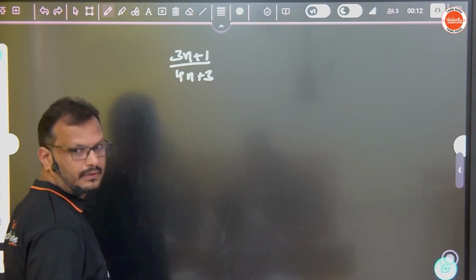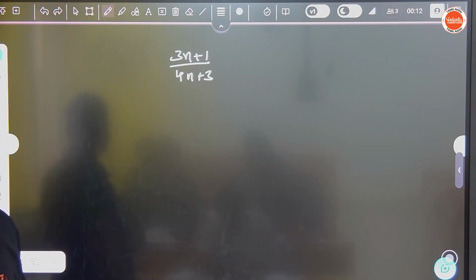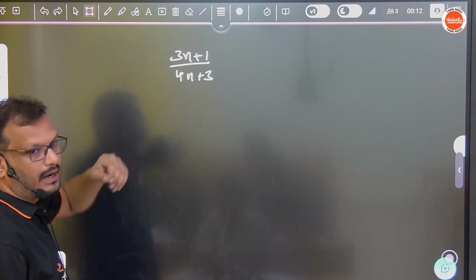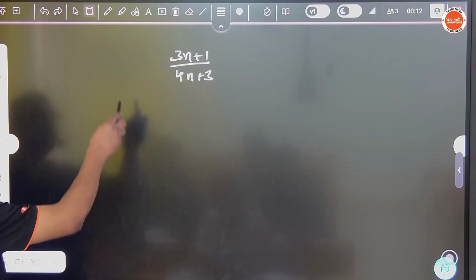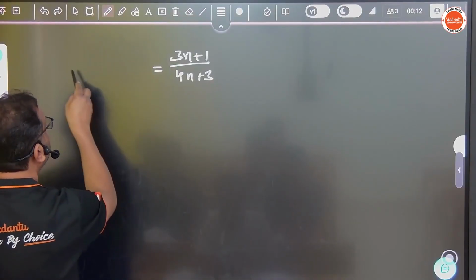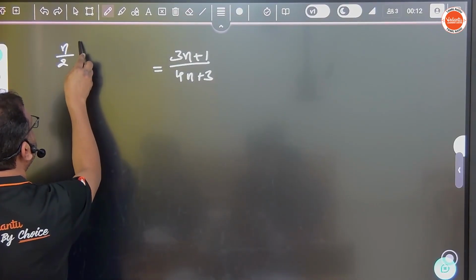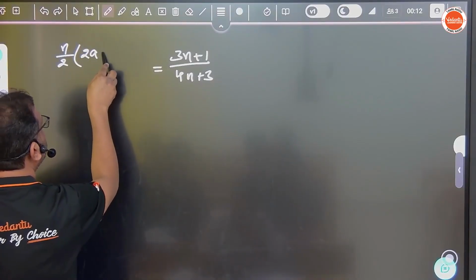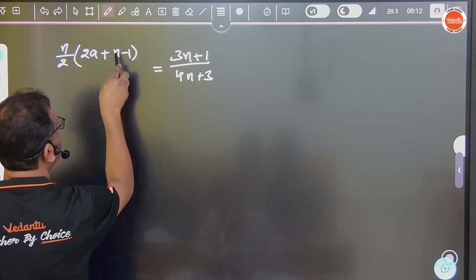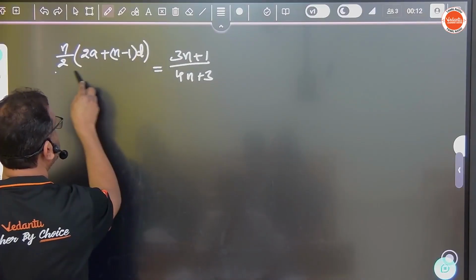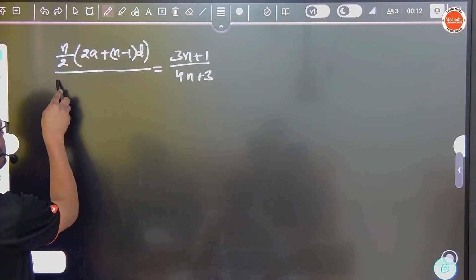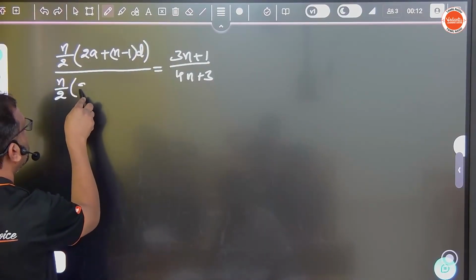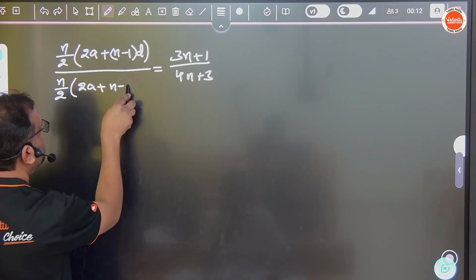So that is the ratio of the sum of n terms of two APs. Two different APs, and tell me the sum of n terms of an AP: n by 2 into 2a plus n minus 1 into d. That is the sum of n terms of the first AP. Second AP, n by 2, 2a plus n minus 1 into d.